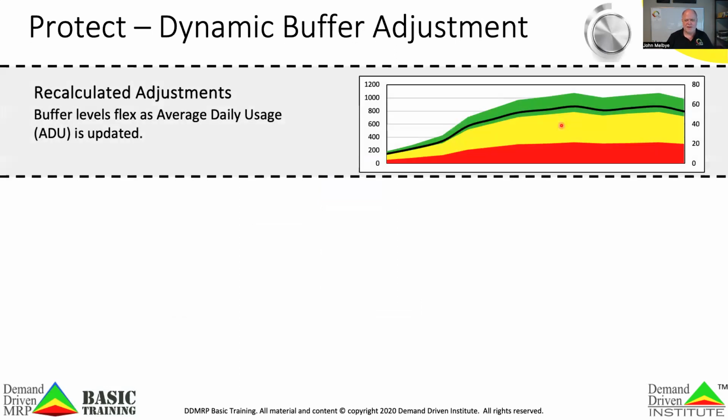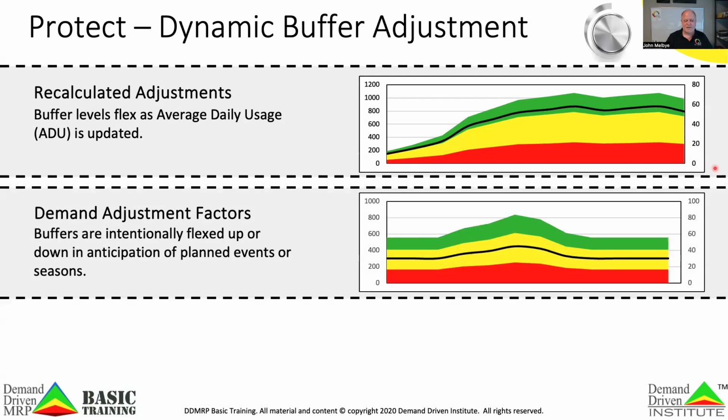So the job becomes, once we've decided where we're going to hold inventory, maintaining that buffer. We want to make sure we always have inventory in those strategic locations. Now, the dynamic adjustment that happens means that the buffer levels flex as the average daily usage is updated, or the lead time is updated, or the variability factor or the lead time factor is updated. If those things are updated in the system, automatically the buffer recalculates and it flexes. So in this case, with the ADU changes, the buffer has started out kind of small and has grown to be larger.